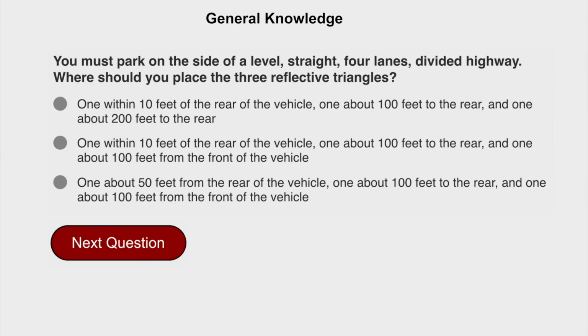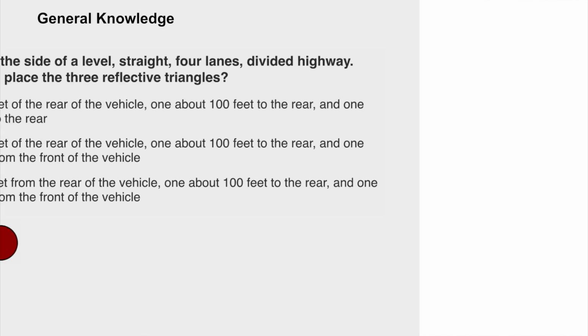You must park on the side of a level, straight 4 lanes divided highway. Where should you place the 3 reflective triangles? One within 10 feet of the rear of the vehicle, one about 100 feet to the rear of the vehicle, and one about 200 feet to the rear.